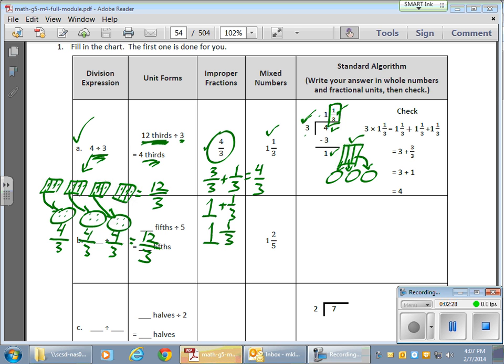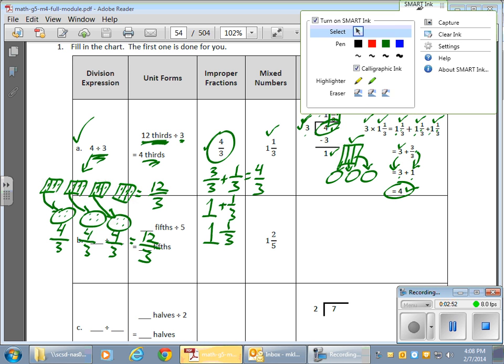Now, for the check, I need to take my divisor and my quotient, and I multiply them. So I need 3 sets of 1 and 1/3. So 1 plus 1 plus 1 gives me 3. 1/3, 1/3, 1/3 gives me 3 thirds. 3 thirds equals 1 whole. 3 comes down. 3 plus 1 gives me 4. And that checks out pretty well because they match. Okay. Let me erase what's here, and let's do a fresh one.